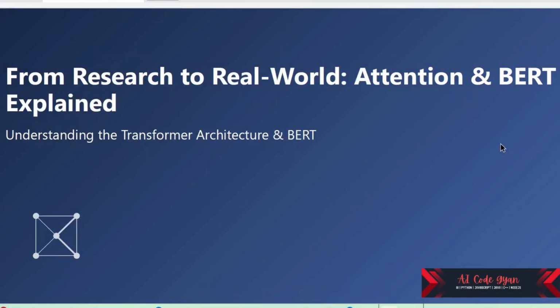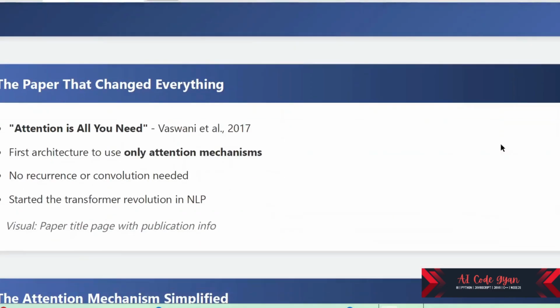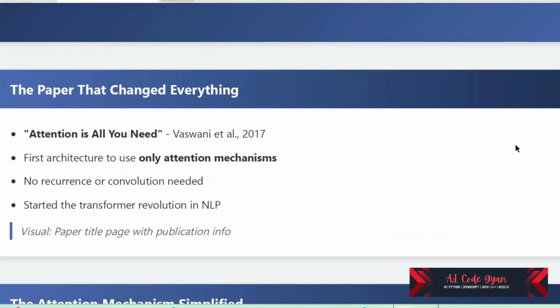Hi, so today we are going to talk about transformer architecture and BERT, how the evolution of NLP models took place. Now let us start with the paper. A paper named Attention Is All You Need was published in 2017 by Vaswani et al. It provided an architecture which used only the attention mechanism. It was a game changer because it provided a different mechanism altogether, different from RNN or convolutional neural networks. There was no recurrence or convolution needed. It started the transformer revolution in NLP.